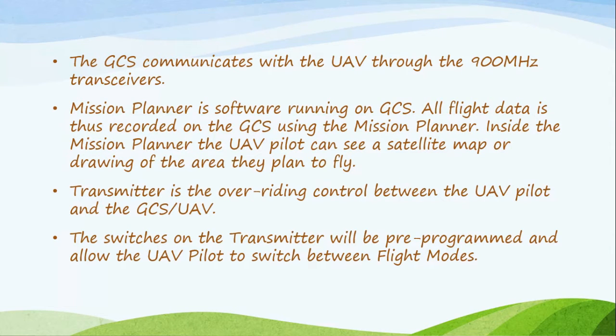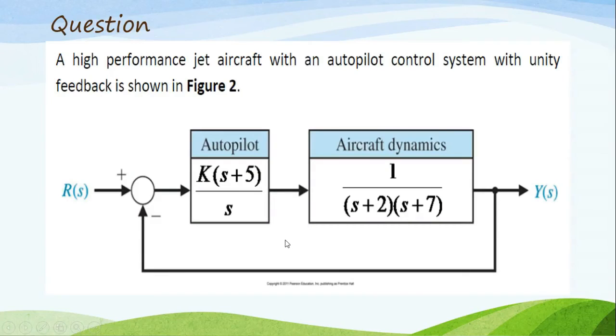Mission Planner is software running on the GCS. All flight data is recorded on the GCS using the Mission Planner. Inside the Mission Planner, the UAV pilot can see a satellite map or drawing of the area they plan to fly. The transmitter is the overriding control between the UAV pilot and the GCS or UAV. The switch on the transmitter will be pre-programmed and allow the UAV pilot to switch between flight modes.